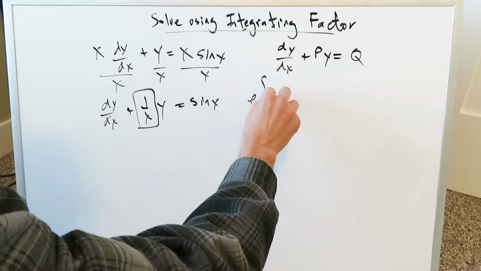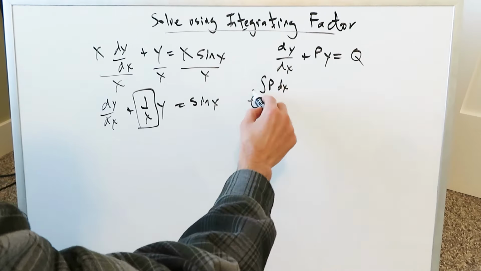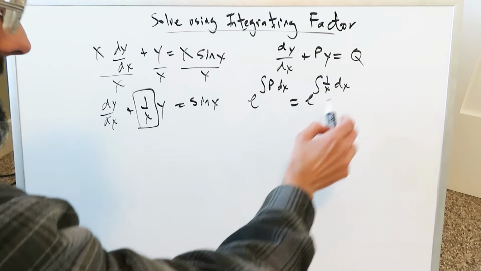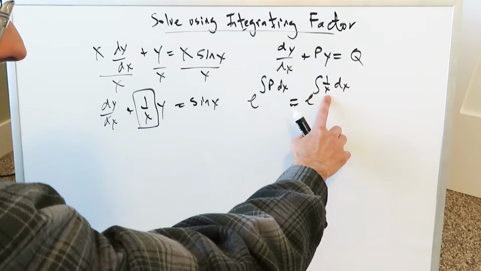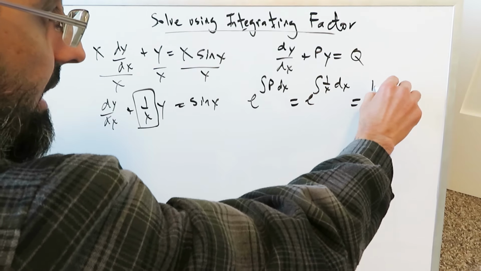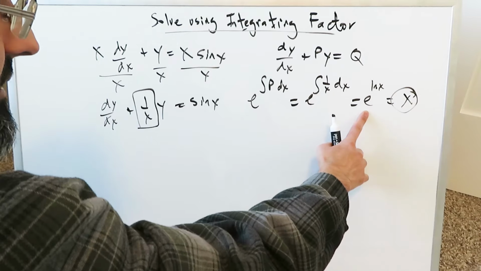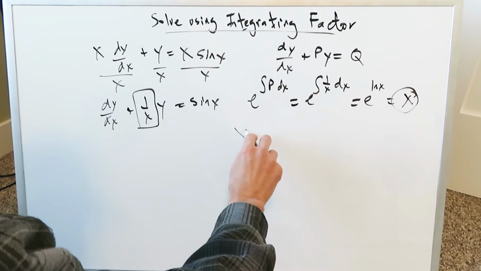Remember, to determine your integration factor, you're doing the integral of p dx, but you're really looking at an integral of 1 over x dx. But the integral of 1 over x is easy. You're looking at e to the ln x, and you know this by means of a logarithmic identity is equal to x. If there's any hesitation why that is the case, allow me to just show you.